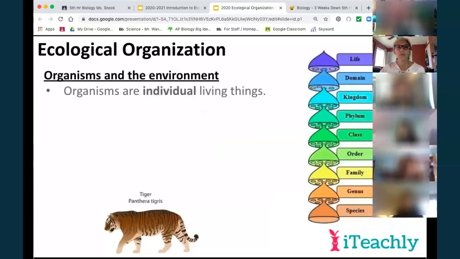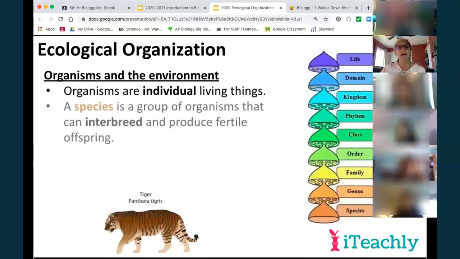So we want to know what each of those levels are. Every organism is an individual, right? And if they're all of the same kind, they're considered a species only if they can breed and produce fertile offspring. So the tiger has to breed with another tiger to produce the same species. If you bred the tiger with a lion, the offspring would not be able to produce more offspring. It wouldn't be fertile, so that new organism would not be of the same species.